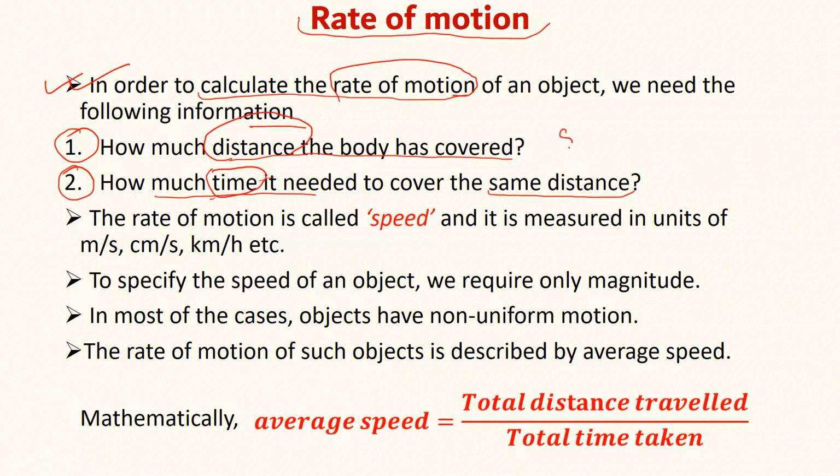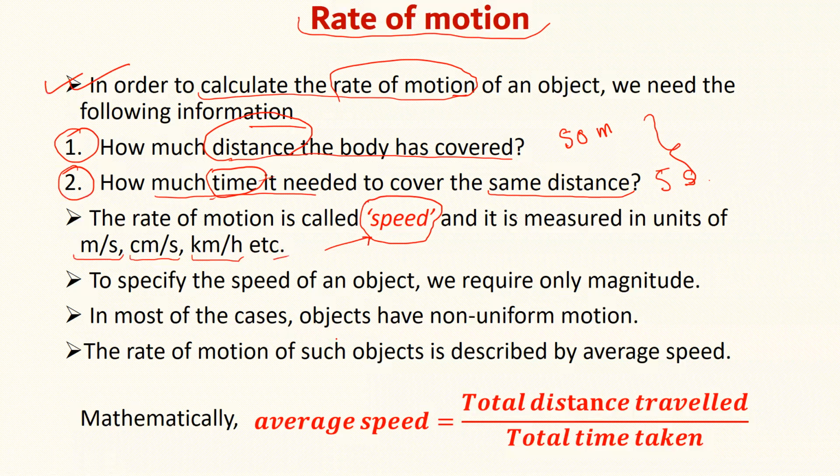Suppose an object has moved maybe 50 meters and the time it has taken is maybe 5 seconds. With these two pieces of information, can we calculate the rate of motion of the object? That we are going to check here. The rate of motion in physics is termed by this quantity, which is called speed. It is measured in several units: meter per second, centimeter per second, kilometer per hour, etc.